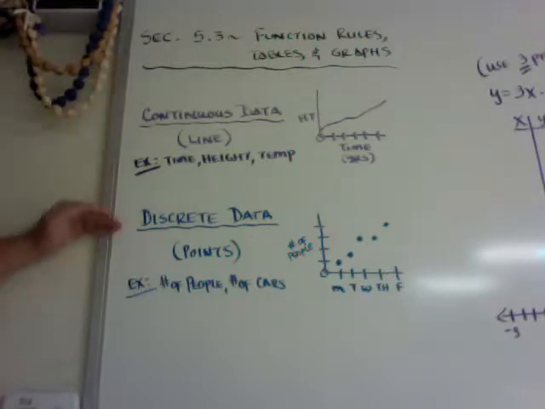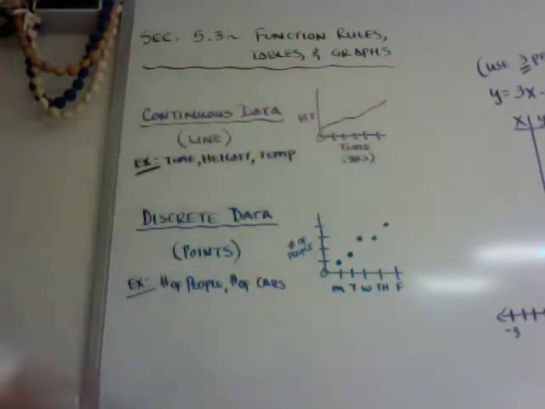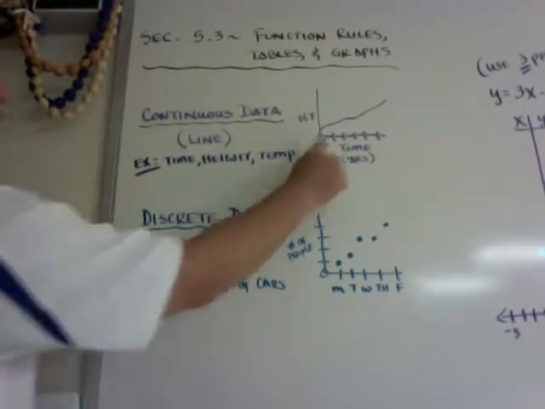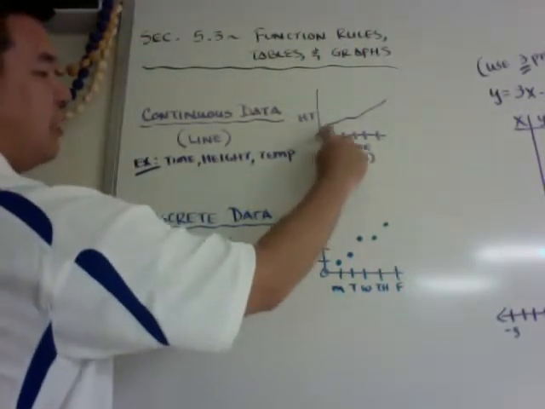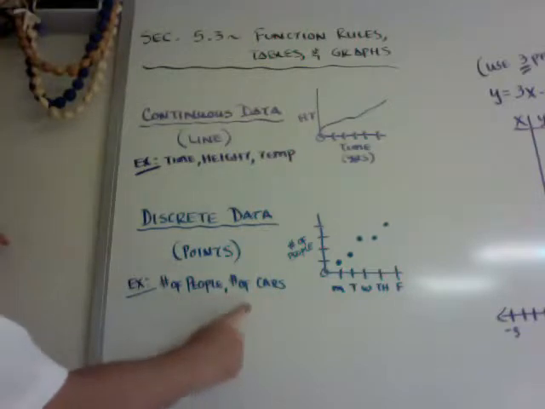So just by definition, continuous data, you're going to have like a line graph, which will look something like this. Whereas discrete data, it'll be points, which will look something like this. The line graph or continuous would be something that increases over time, such as time, height, temperature. So between these lines here, you're going to have some kind of movement. Whereas discrete data is going to be whole numbers, like number of people or number of cars.